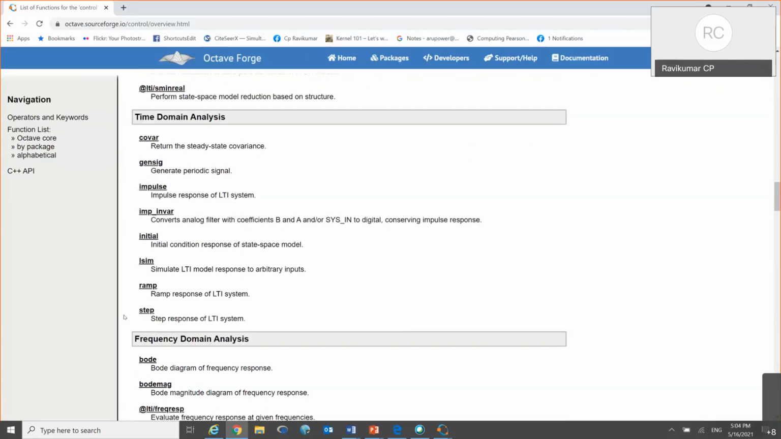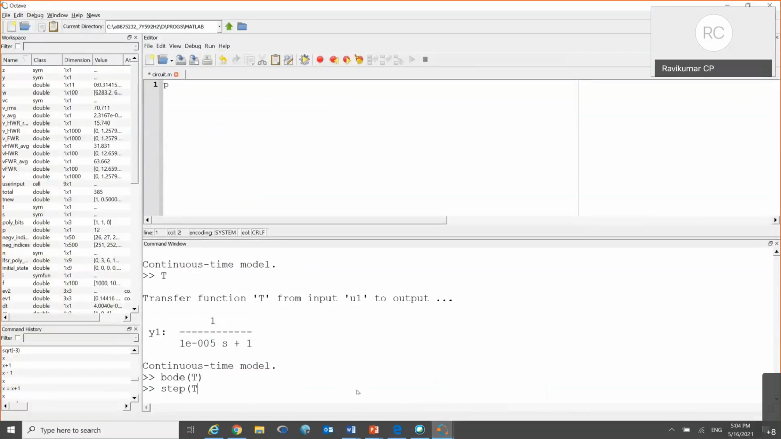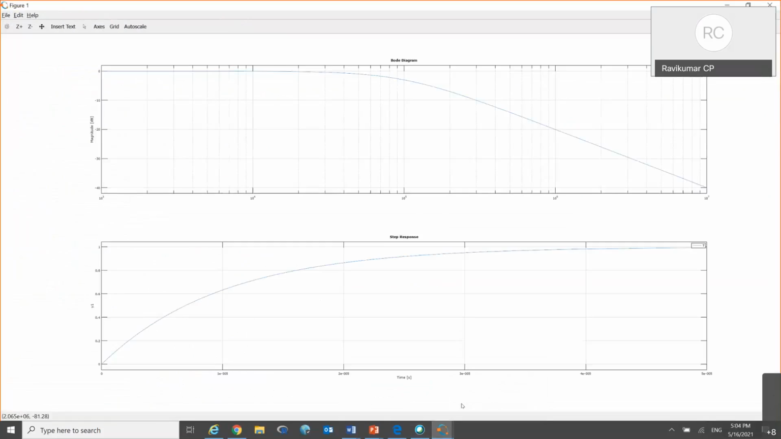You can see the step response. So let us try to see the step response of RC. If I give a step input to this function, it will look like this. The time domain response is this. Initially it will be 0, and then slowly it goes to 1. So this is a step response.